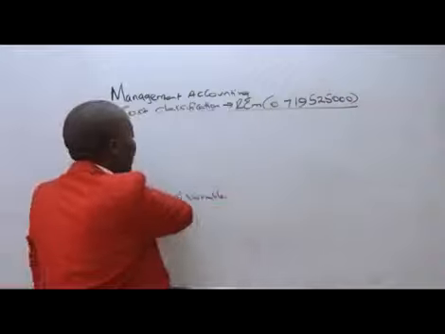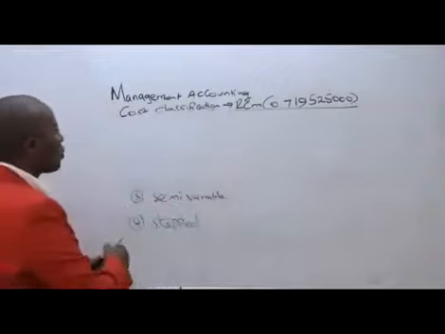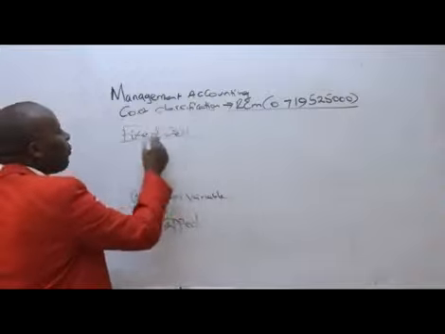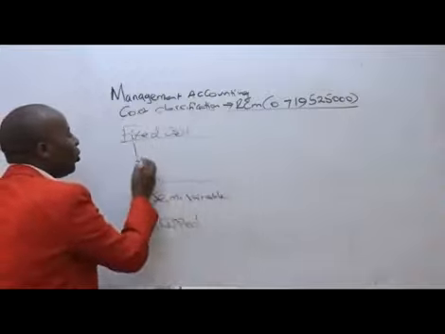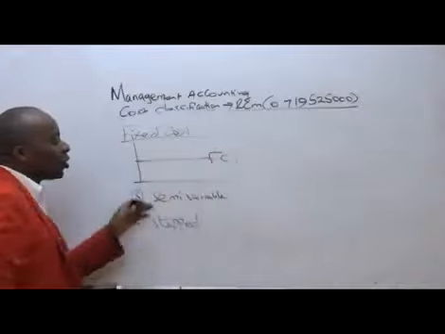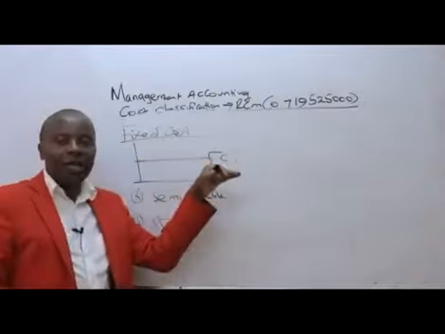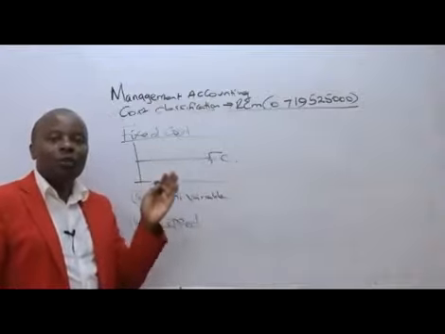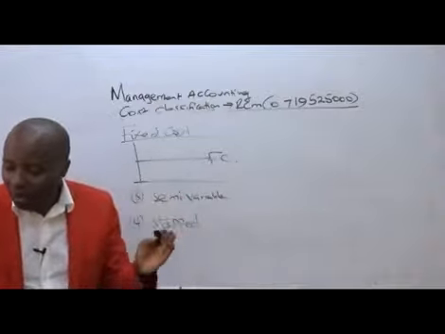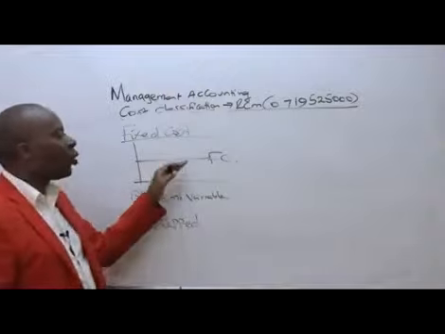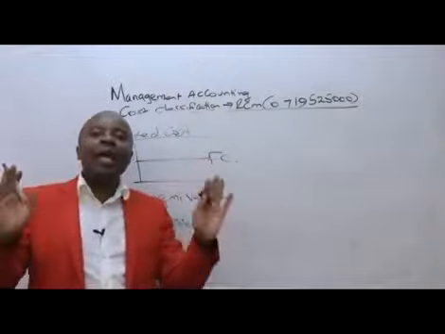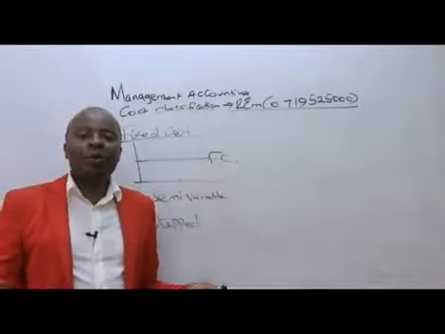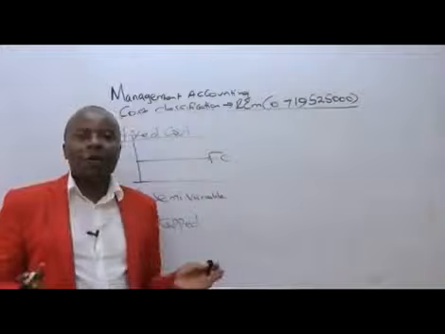From there, ladies and gentlemen, we have the fixed cost. Fixed cost, as the name suggests, behaves in a funny way. For fixed cost, we'll always have it constant, regardless of the output. It doesn't matter how many units you produce, fixed cost will always remain the same. For example, rent. It doesn't matter how many students we put in this room, rent will always be fixed.